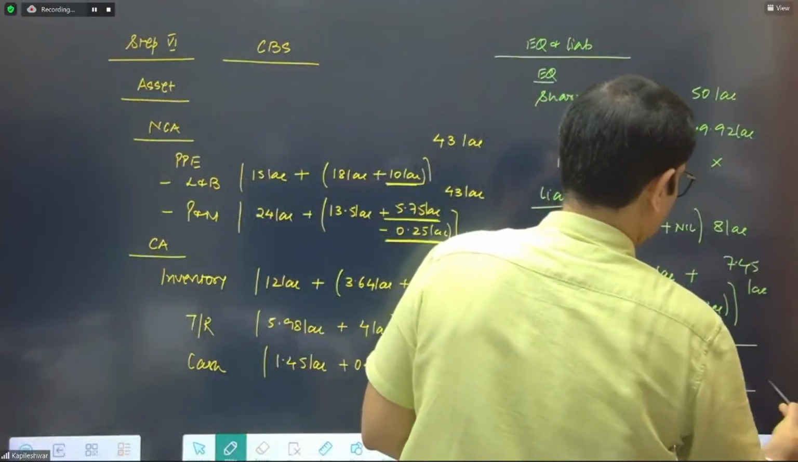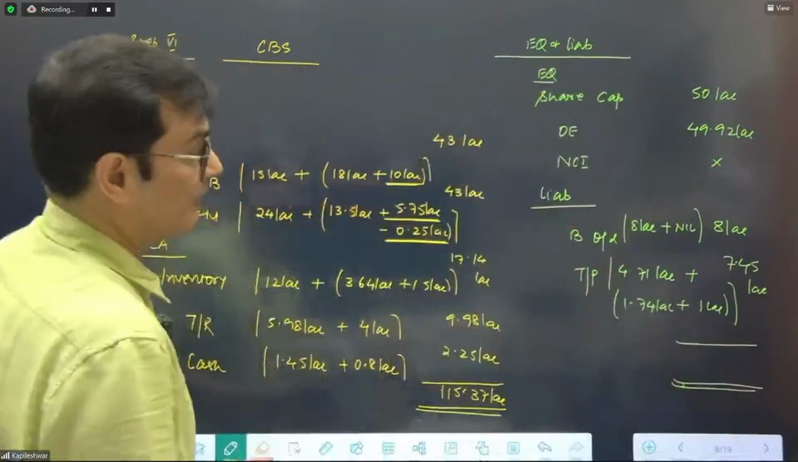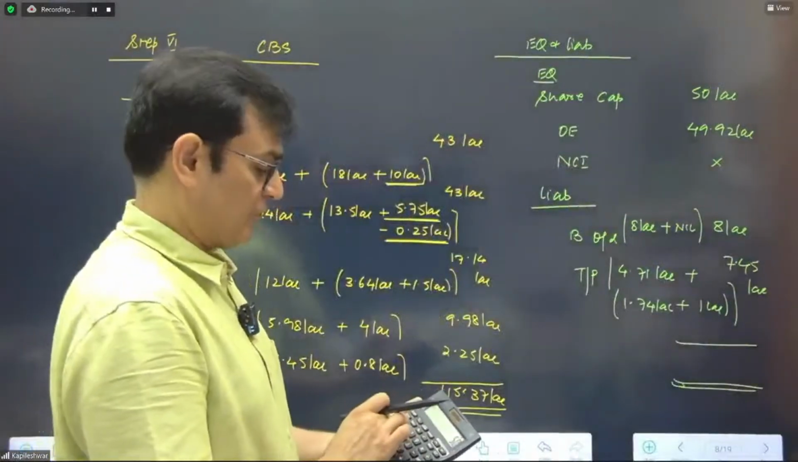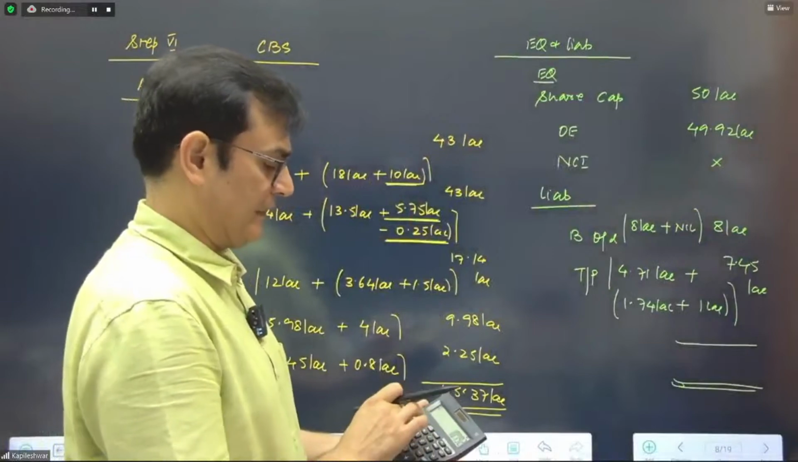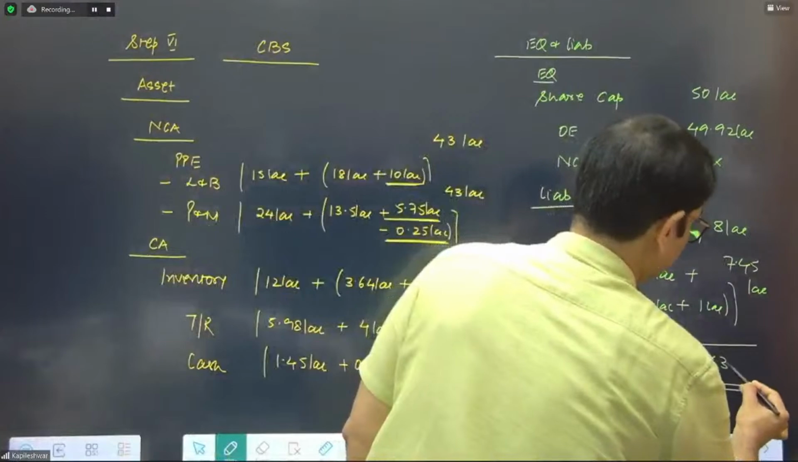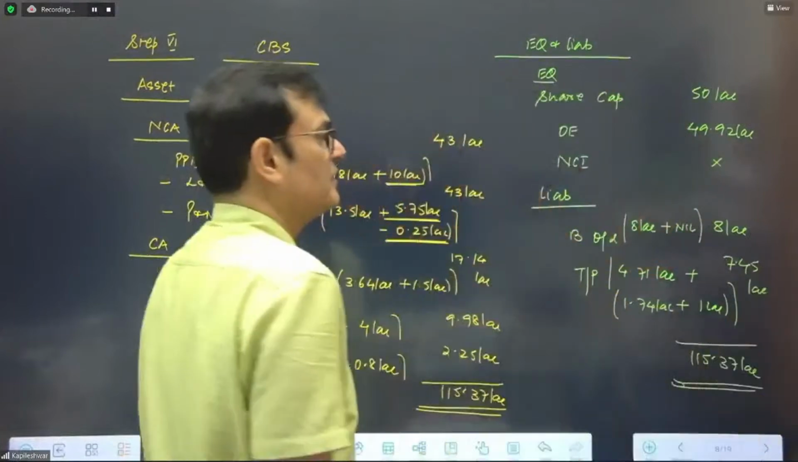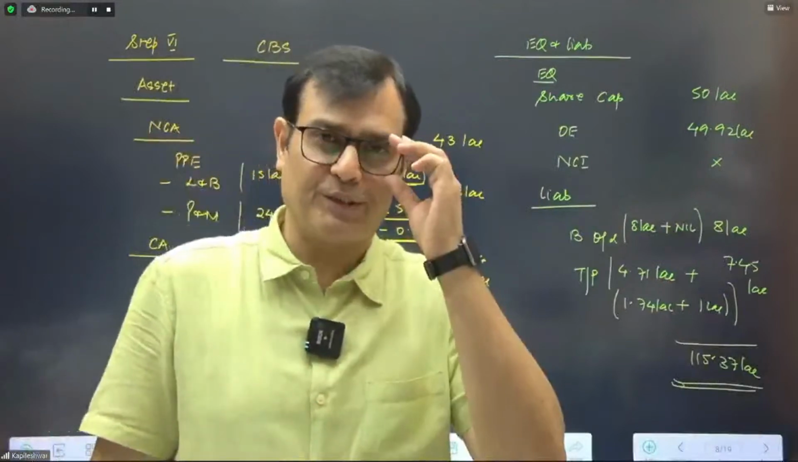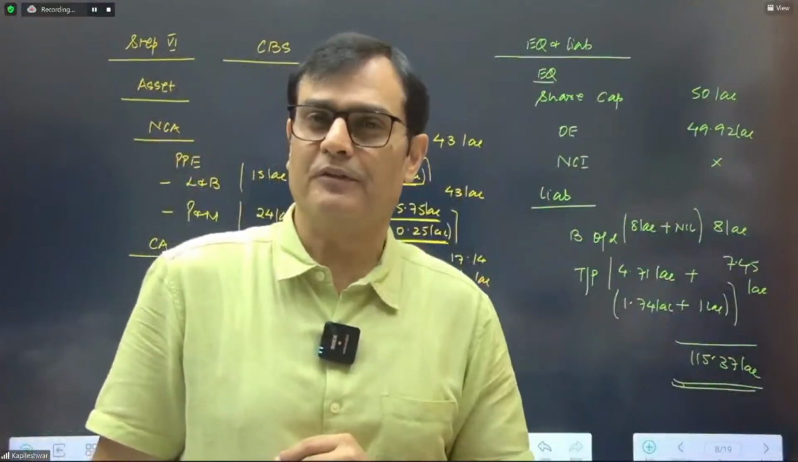So this should now hopefully tally my balance sheet as well. Let's see if the balance sheet is agreed. So 50 plus 49.92, 8 and 7.45. Wow, the balance sheet is agreed at 115.37 lakhs. I know it's a cumbersome process, but it's not at all difficult.